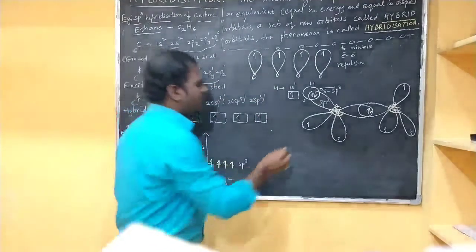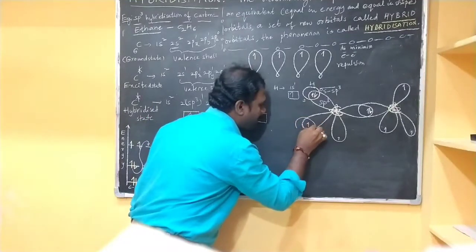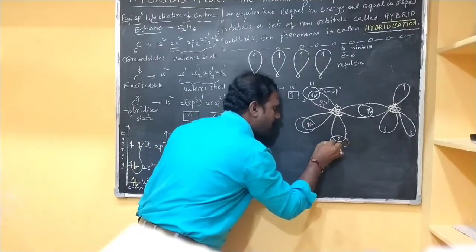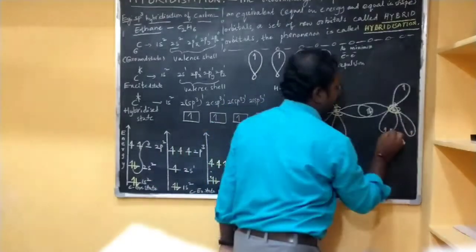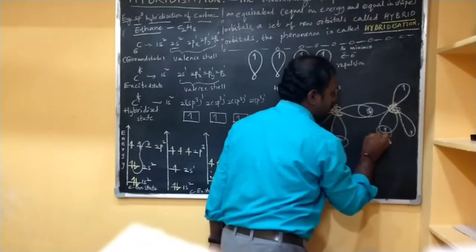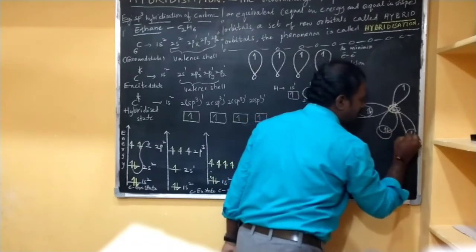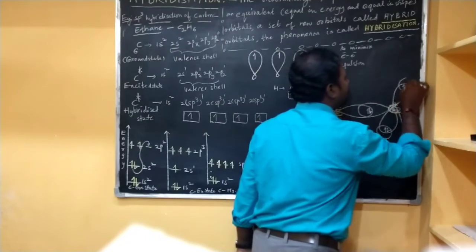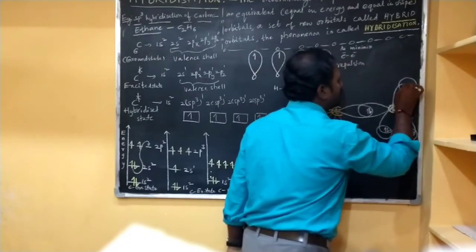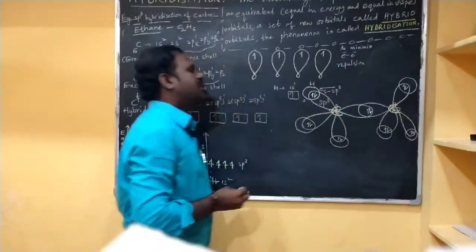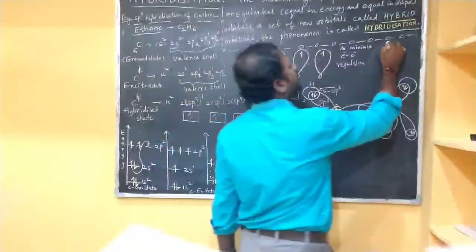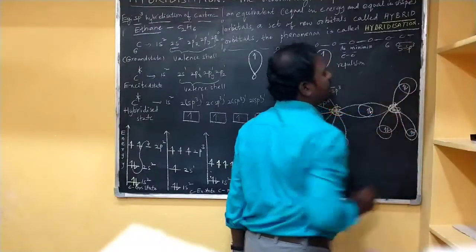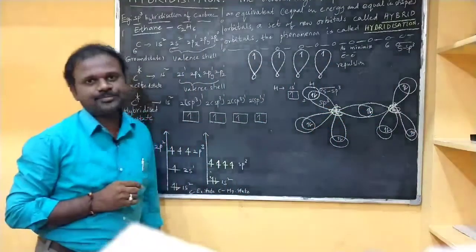Like that, here we have 6 hydrogens, forming 6 carbon-hydrogen bonds. All are sigma bonds because the overlapping is the same throughout the molecule. So there are 6 sigma s-sp3 overlaps.